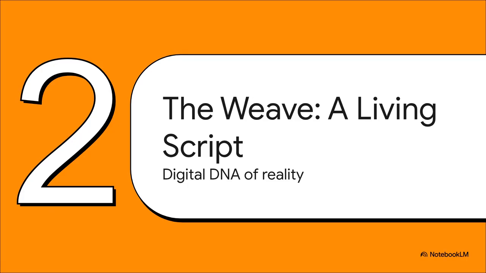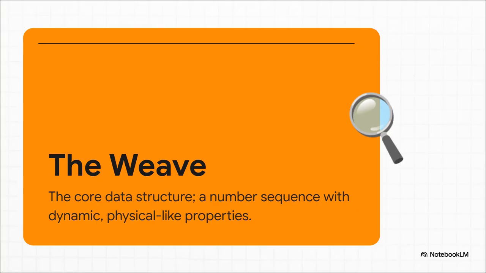So that is the beautiful, grand theory. But how in the world do you actually build it? How do you turn these cosmic ideas into code? Well, you start with a fundamental building block, a kind of digital DNA for your new reality. And for this project, that's called the weave. So what is a weave? At its simplest, yeah, it's a sequence of numbers, but it's designed to be so much more than that.